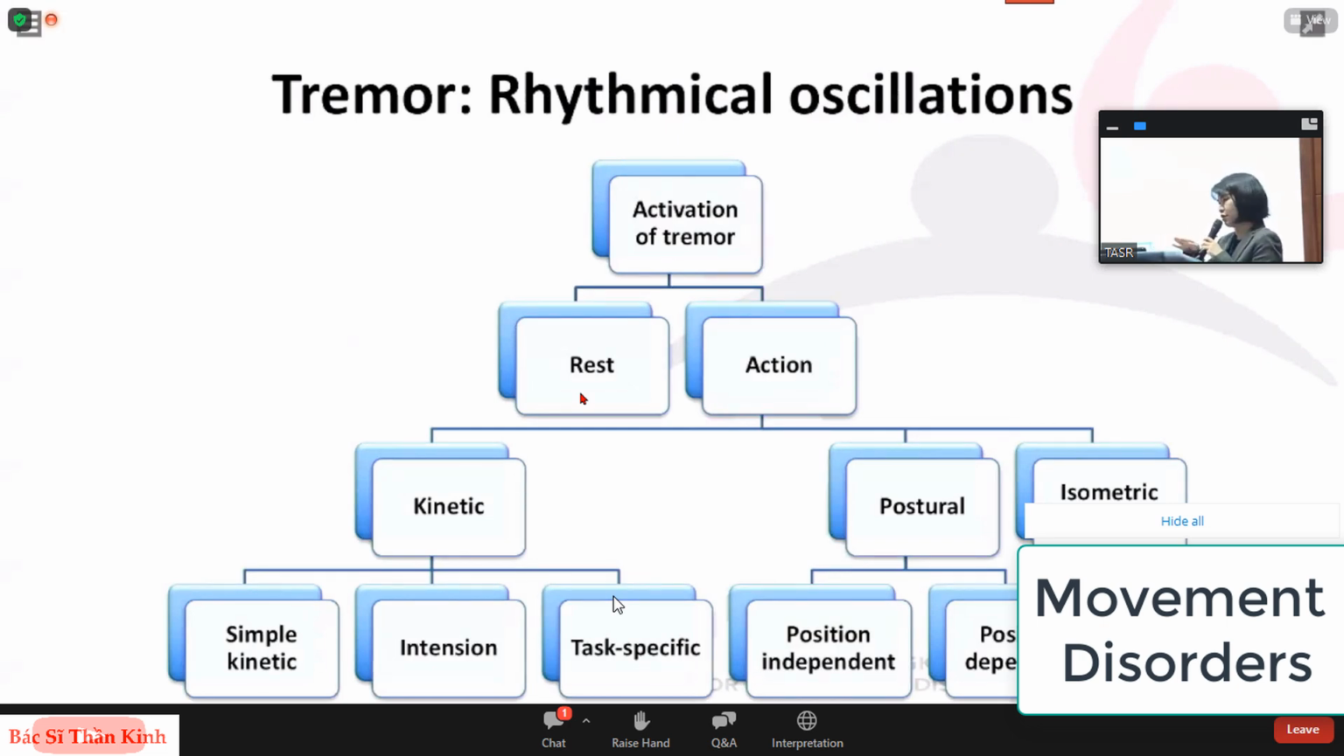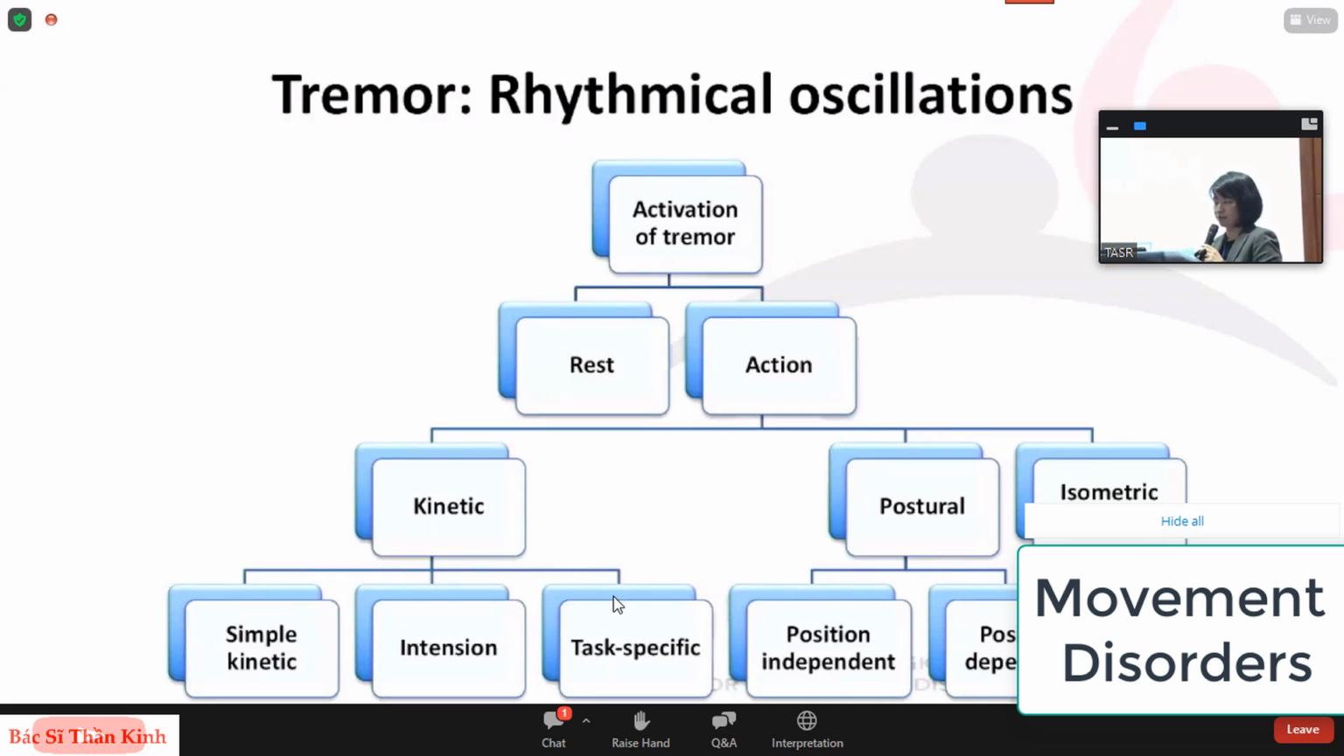The kinetic tremor occurs when we have an activity, and we can test it with, like, the finger to nose test. The simple kinetic tremor is the tremor that occurs over the distance from the beginning to the end point. And intention tremor, like we see in cerebellar dysfunction, you will see the tremor at the end of the target, and also some task specific. The postural is also position dependent and independent.